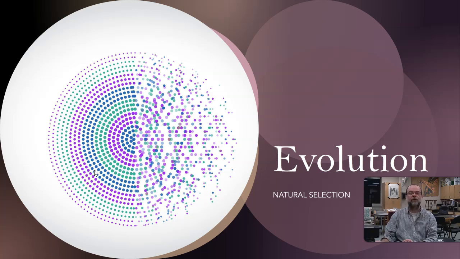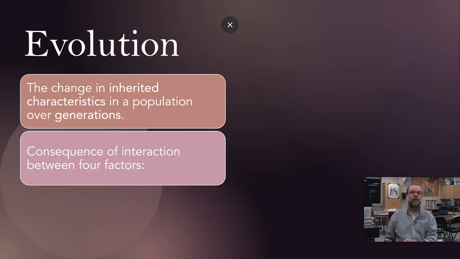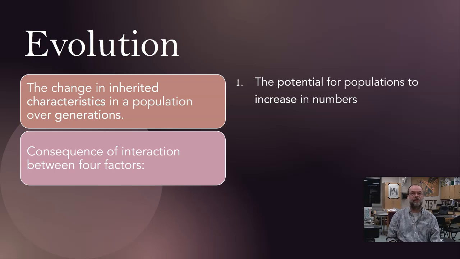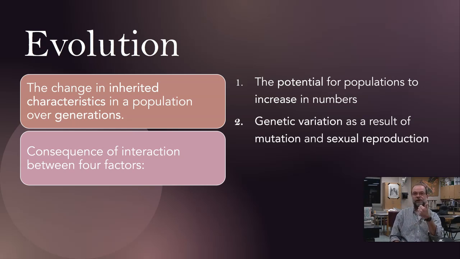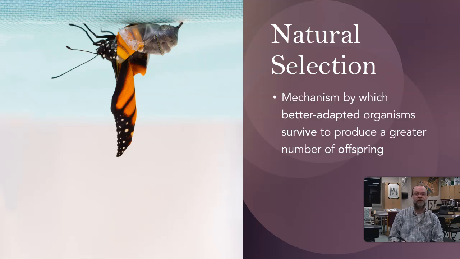Okay, let's take a quick tour through evolution. Basically, it's a change in the genetics of a population over multiple generations, and there are four things that can affect evolution. One is that populations increase in numbers. There's also genetic variation due to mutation and sexual reproduction. There's a competition for resources, just like the Hunger Games, and there's an increase in the individuals that survive and go on to reproduce.